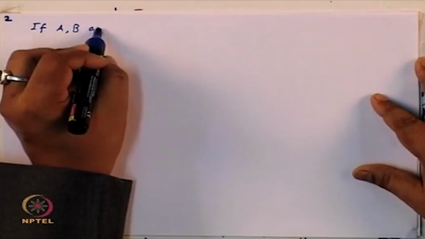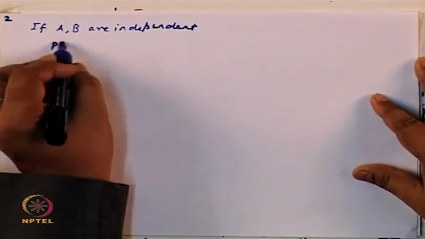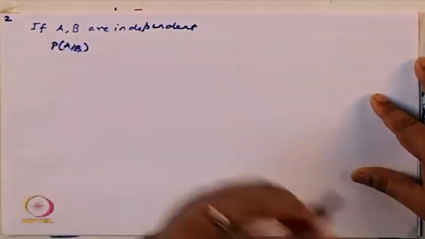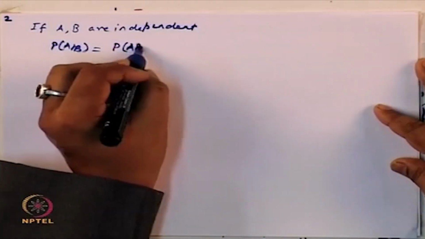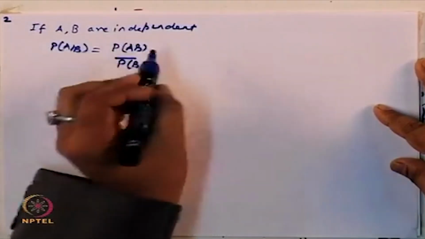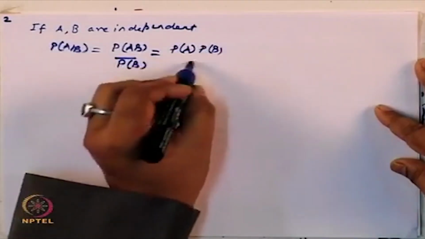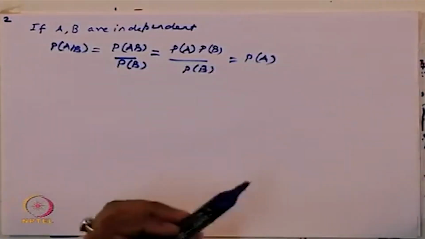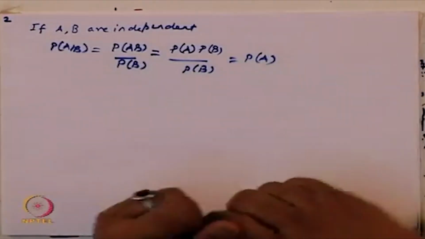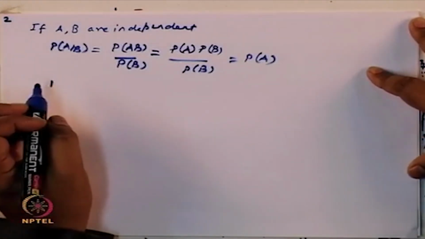So, if A and B are independent, then probability of A given B does not depend on B. If I write it as probability of A B by probability of B, and probability of A B for independent events is simply probability of A into probability of B, by probability of B it is simply the same as probability of A. Okay. Let me take a different pen. One more thing.